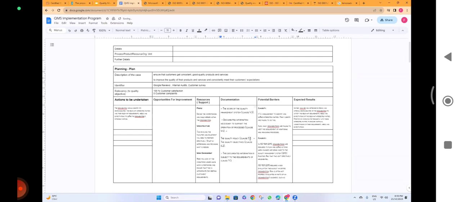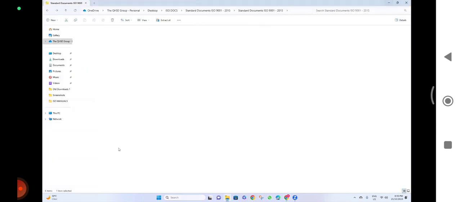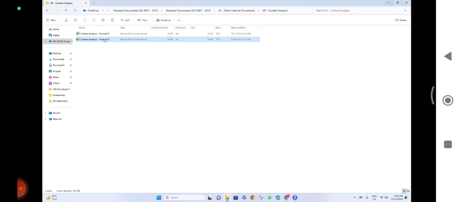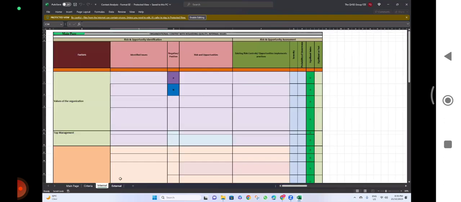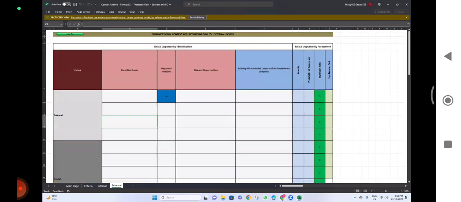Okay, so this is now the documentation that you have here. So this is the step, and then this is the documentation. These are the potential barriers. I'm also going to show you what are the specific documents that you use to complete this step here, which are basically these ones. So you come to internal documents, and then you go to context analysis, and then you open like this, okay? When you open, this is the document that you're going to use to complete step number 1, the criteria, internal, and then external. So I'm going to show you in a moment.